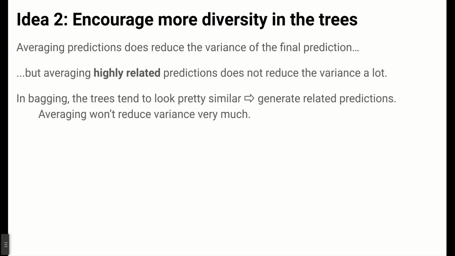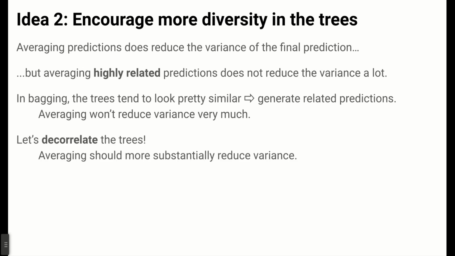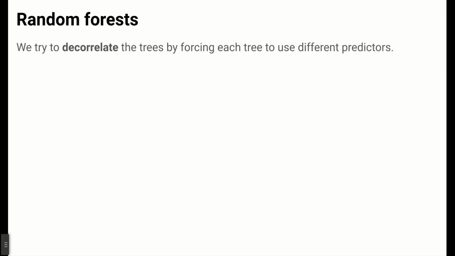In bagging, the fitted trees end up looking very similar. This means that the predictions from the trees tend to be strongly related, and averaging these related predictions will only decrease the variance of the final prediction a little bit. We can try to increase the variance reduction of the averaging process by decorrelating the trees to make the predictions from the trees less related. This decorrelation is exactly the idea behind the random forest algorithm.